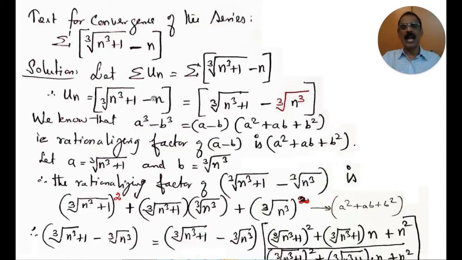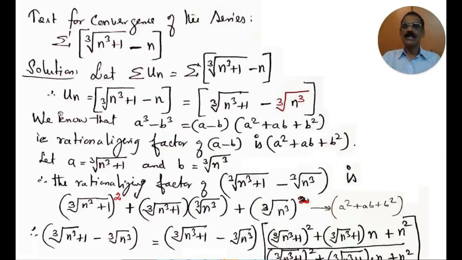This n can be written as cubic root of n cubed. Therefore, it is of the form cubic root of a minus cubic root of b. So, the n is rewritten as cubic root of n cubed, because cubic root of n cubed value is n. Now, we have to rationalize this. To rationalize this, we recall the formula we have learned already. A cubed minus b cubed is equal to a minus b into a squared plus ab plus b squared.